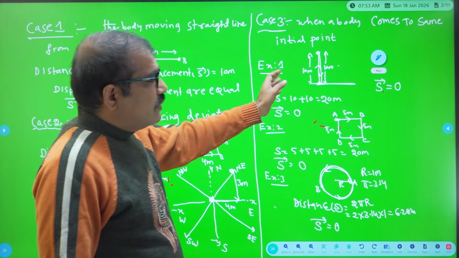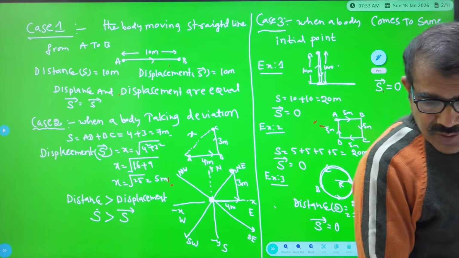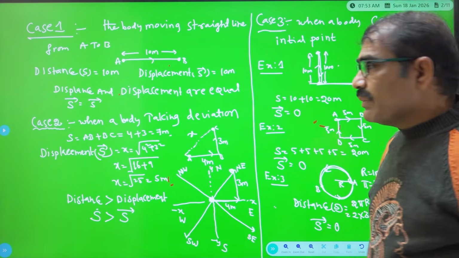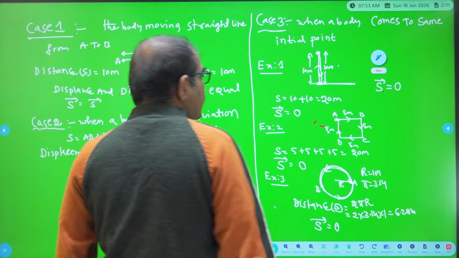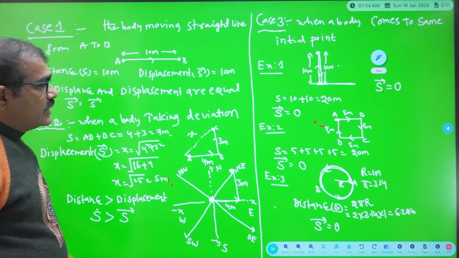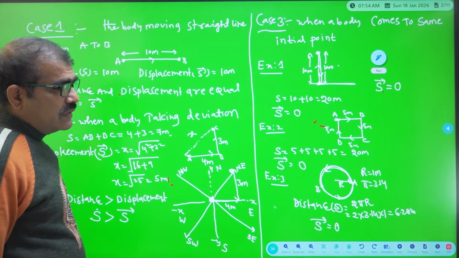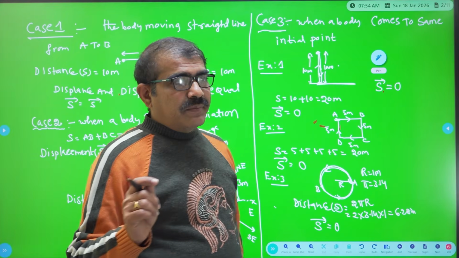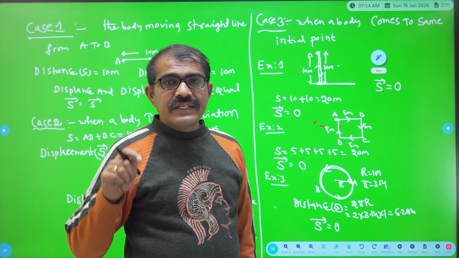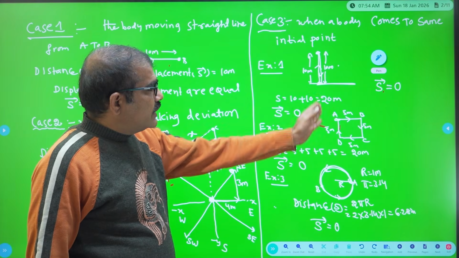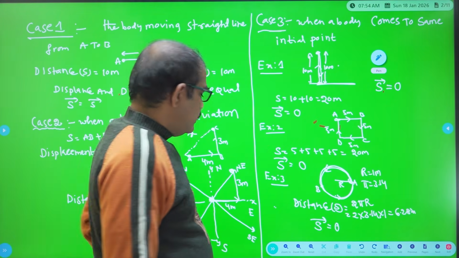Here the body again reaches the same position. So what happens here? Displacement is 0. From these three cases, we can say that first point, displacement may be zero, distance may not be zero. So third case, what happens here? Displacement is zero.